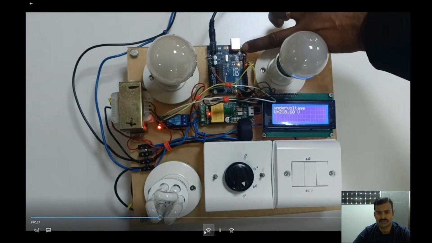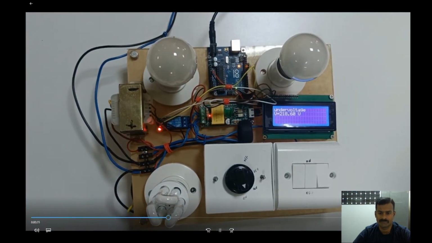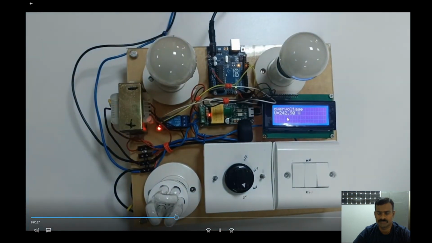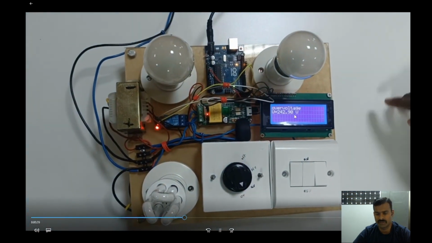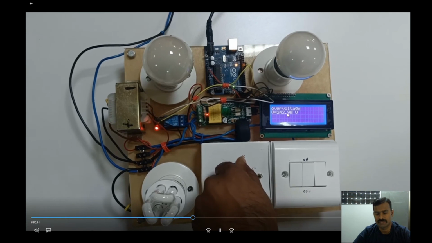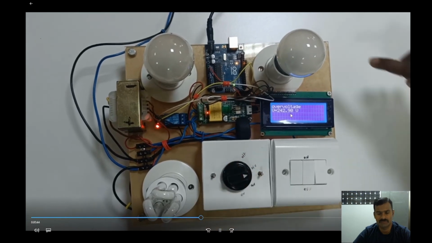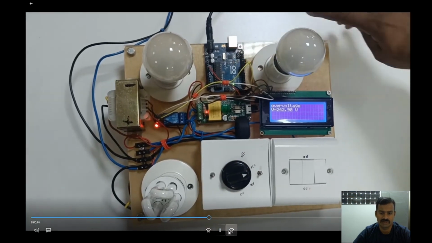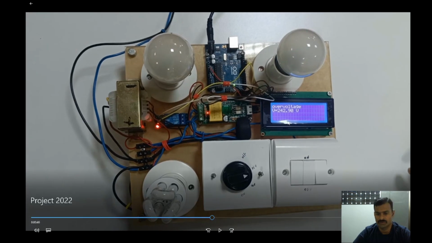I am going to demonstrate over voltage now. I kept it in the over voltage condition. So now the voltage is 242.9. As I told you, I set 240 as my limit. Now it is 242.9, so it shows as over voltage.